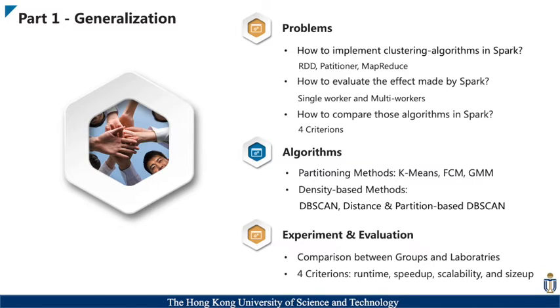And the last problem is how to compare those algorithms in Spark. For this question, we set up four criteria to make the evaluation. And after discussion, we decided to use two kinds of clustering algorithms, partitioning methods and density-based methods. The partitioning methods including k-means, FCM, and GMM, and the density-based methods including DBSCAN, and partition-based DBSCAN.